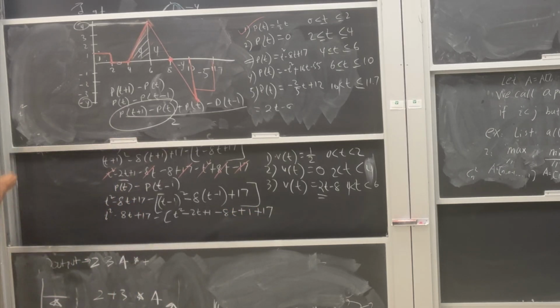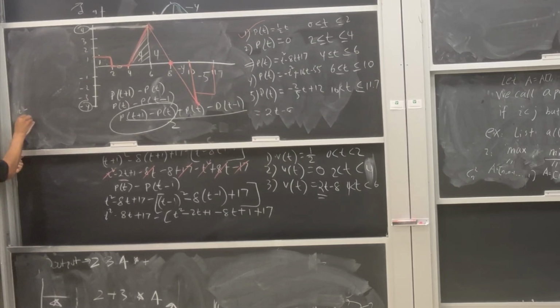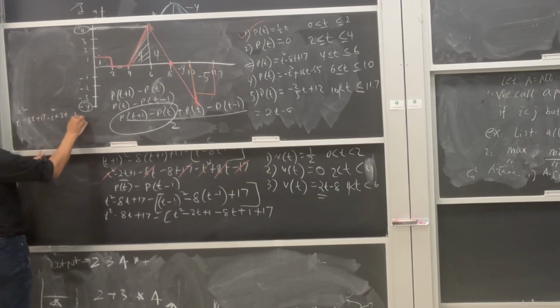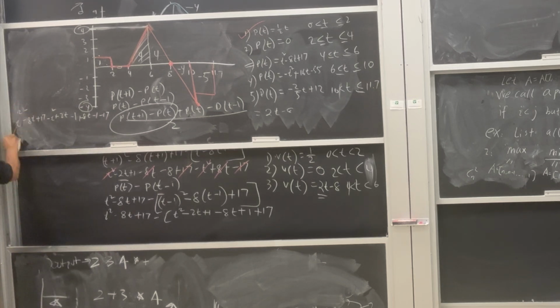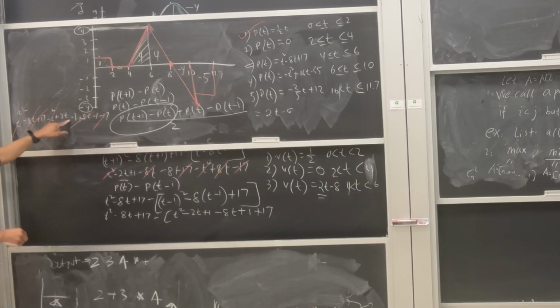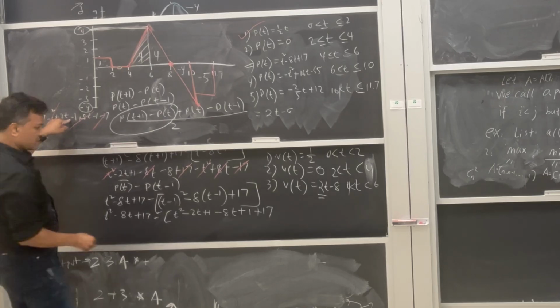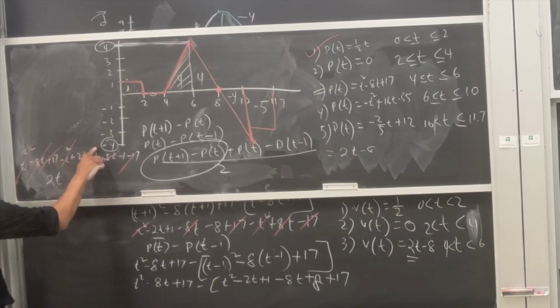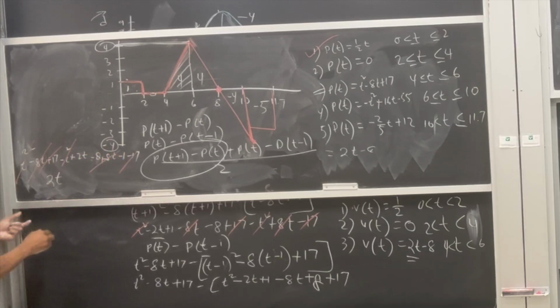Now you're going to distribute it, so you write t squared minus 8t plus 17 minus t squared plus 2t minus 1 plus 8t minus 8 minus 17. Hopefully I did not make any mistake. The t squared cancels, 8t cancels, 17 cancels. I have 2t, and then negative 1 and negative 8, which is negative 9.